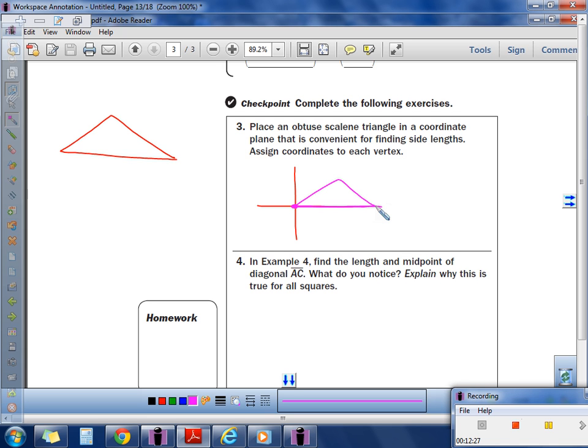Number 4, find the length and midpoint of diagonal AC. So that picture in the past looked like this. They had a square, and they said this was (S, S). This is (S, 0), (0, 0), and (0, S). It says find the length and midpoint of diagonal AC. I think, was AC this way? All right, so there it is.